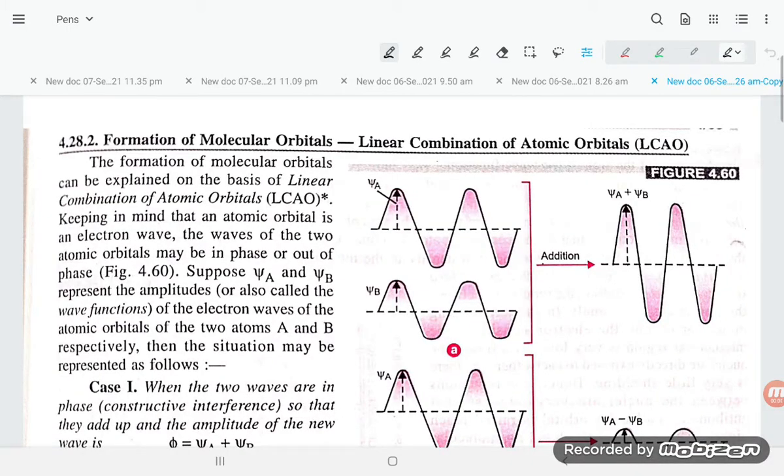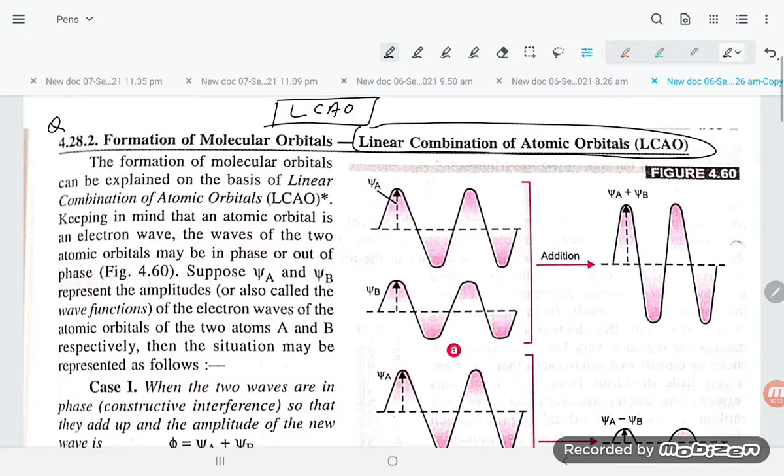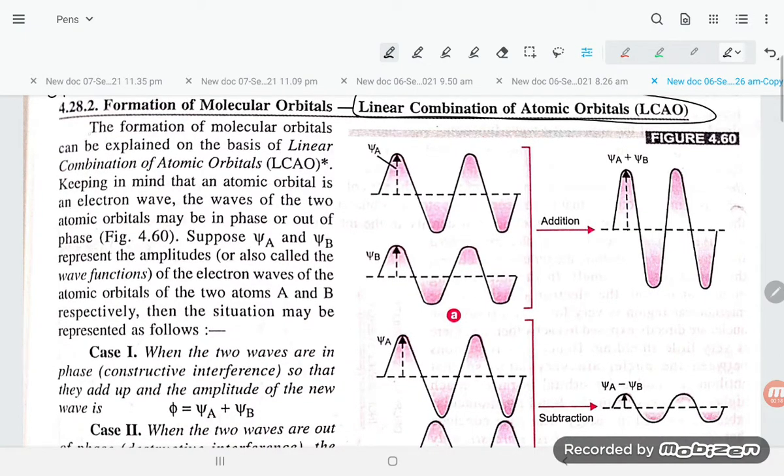Students, let's try to understand the formation of molecular orbital by linear combination of atomic orbitals. So we are going to understand here LCAO, linear combination of atomic orbitals, right? The formation of molecular orbital can be explained on the basis of linear combination of atomic orbitals, keeping in mind that an atomic orbital is an electron wave.